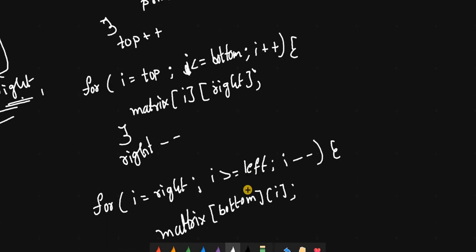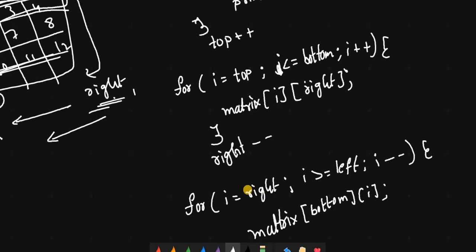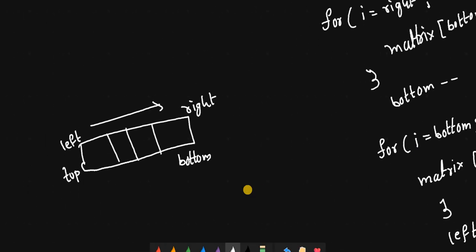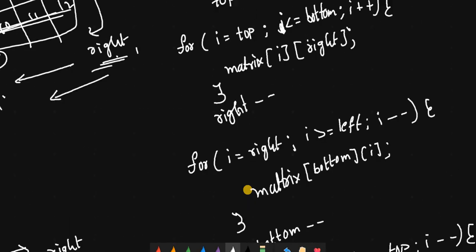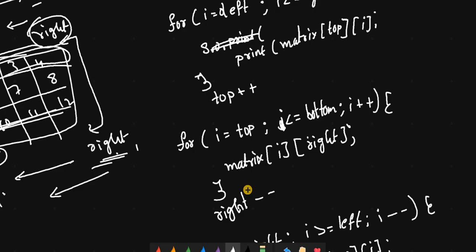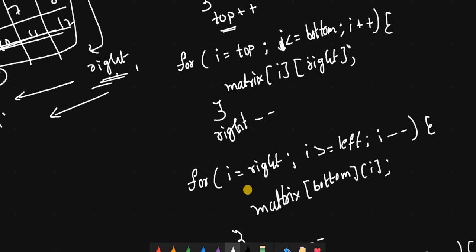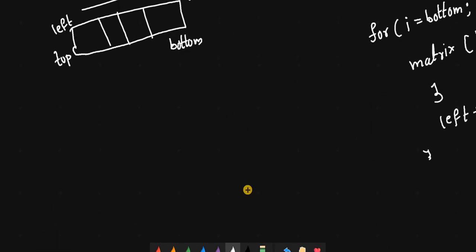Yeah, sorry, this one. I is less than or equals to bottom or not. So this is on top. After iterating the first row, we are moving this top to top. We are increasing this top. So that's why after iterating this left to right, the top will point here.